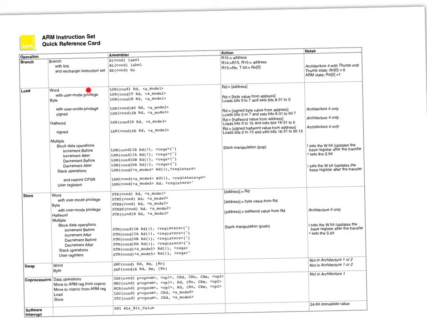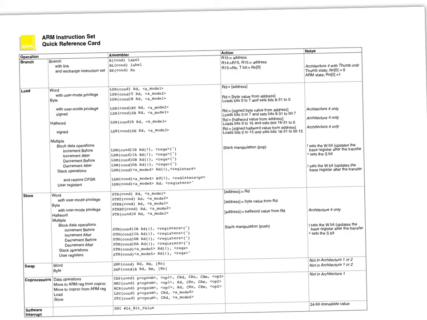Spend some time looking at this, and look for the ones that you already know, like load register, store register byte, and load register byte, which we have here. We talked about that one today in our example, so have a look at that.